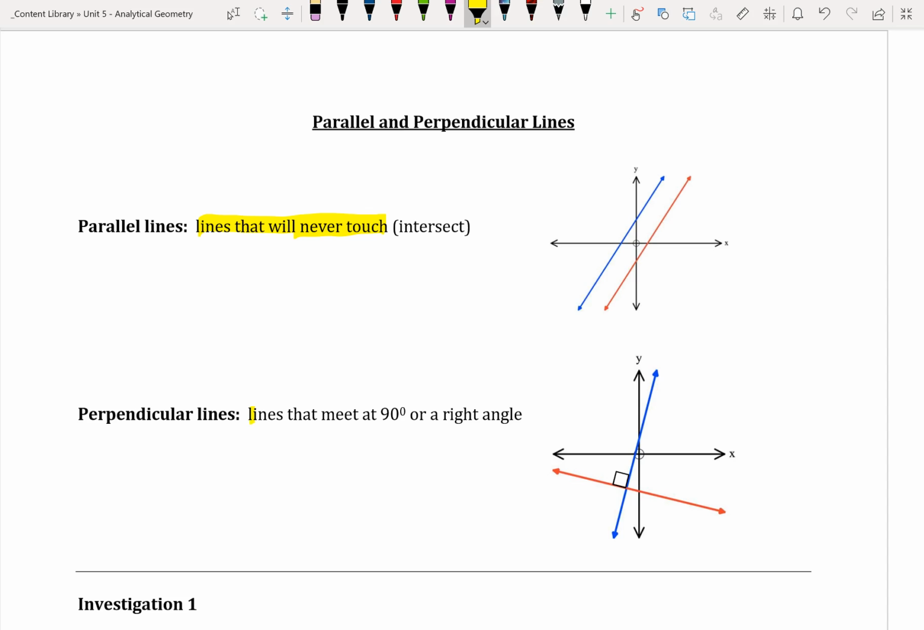Perpendicular lines are lines that meet at 90 degrees or a right angle. So these are lines that do cross, and what's unique about this is that they cross at a perfect 90-degree or right angle. So what we're going to do is investigate how we can determine parallel and perpendicular lines, or what's unique about these sets of lines.